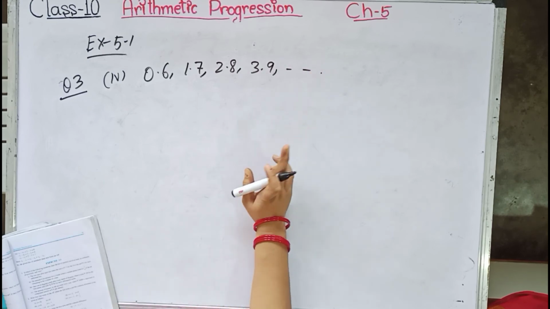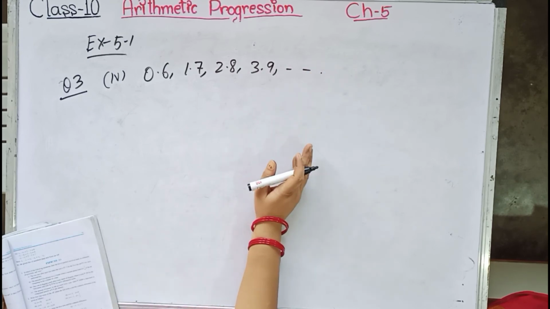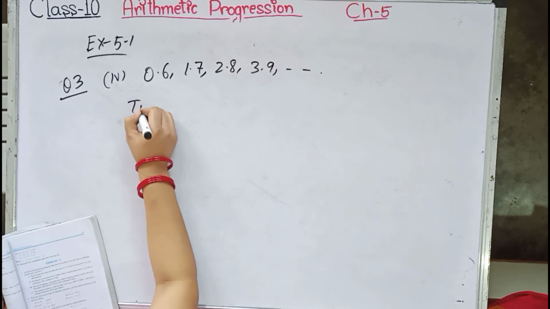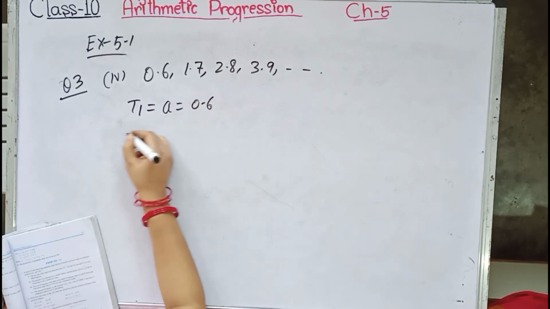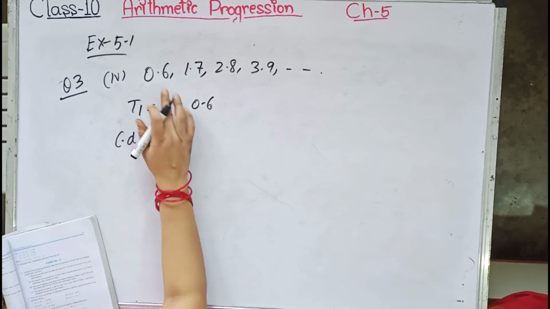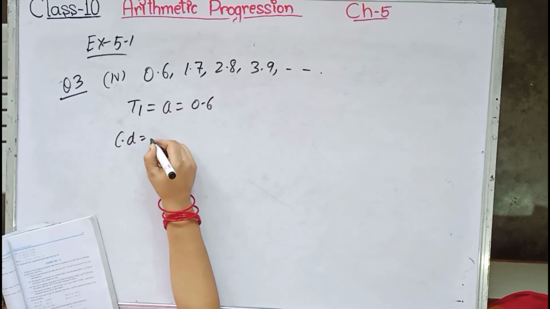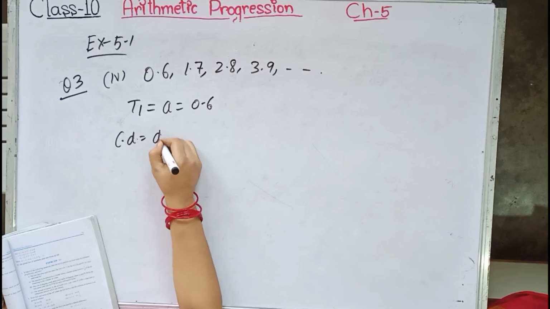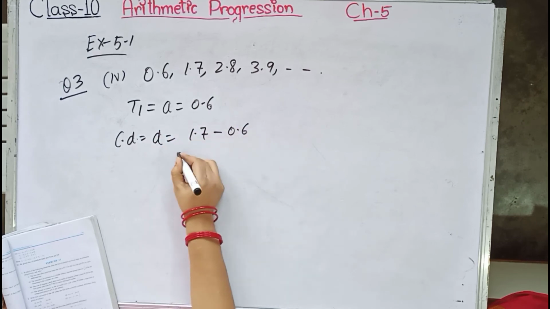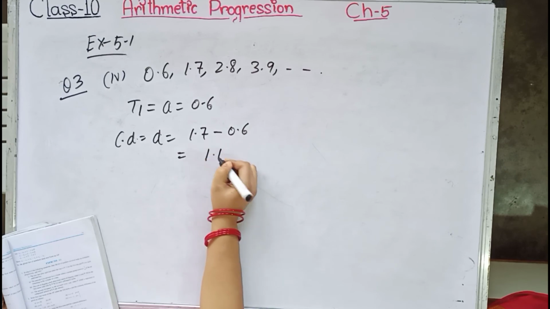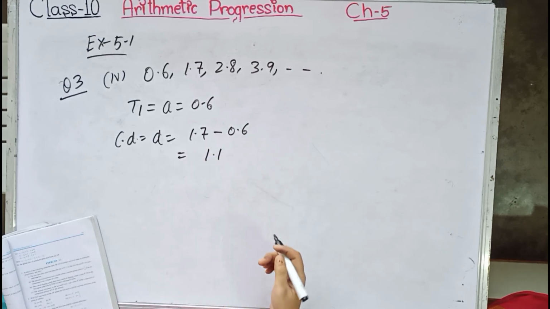Now over here take care, it is given that it is an AP. We have to write the first term and the common difference. So obviously the first term is T1 equals A equals 0.6, and the common difference D equals the difference of any two consecutive terms, so D equals 1.7 minus 0.6. So this will be equal to 1.1 and this is the answer.